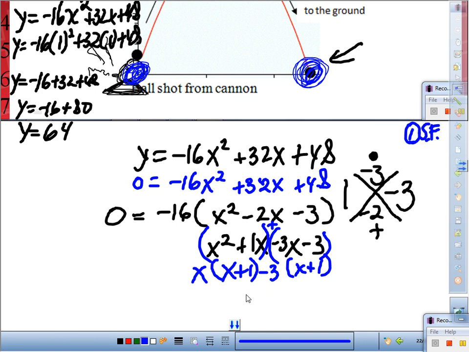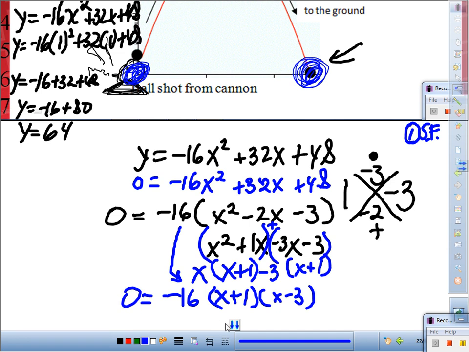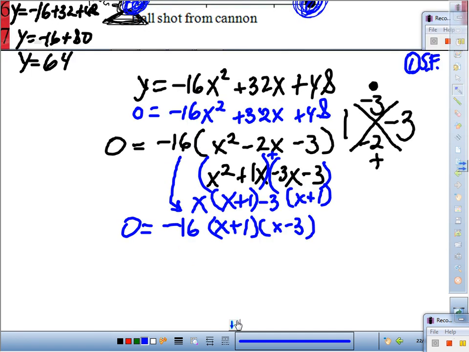So my factors are x plus 1, x minus 3, and don't forget your what? Your BFF, which is negative 16, and equal to 0. What's the next step? You down with ZPP? Yeah, you know me. So that means each one of these three factors equal to 0: negative 16 equal to 0, x plus 1 equal to 0, and x minus 3 equal to 0.